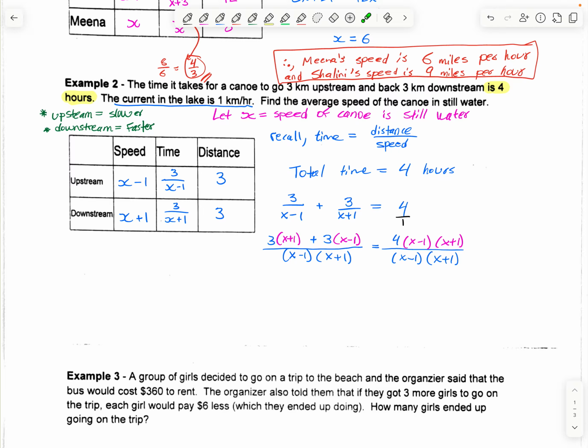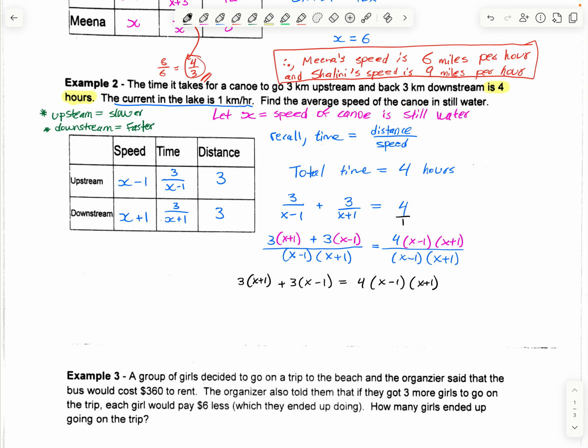Okay, so moving on here, I can now state that the numerators are equal. So I get 3 times x plus 1, plus 3 times x minus 1, has to equal 4 times x minus 1, x plus 1. Okay, so I get it like that.